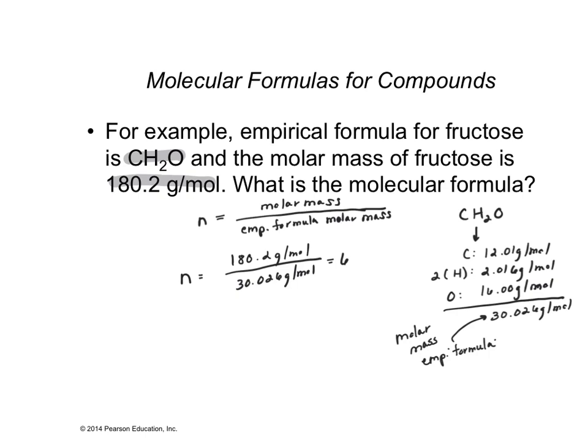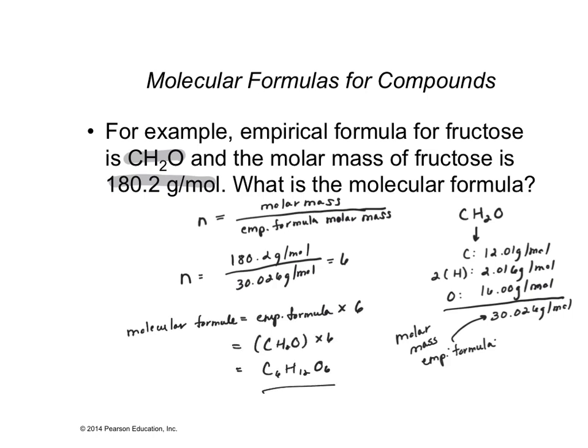So now, with this n, we know that the molecular formula is just equal to the empirical formula times this n. So we've got CH2O times 6. When we multiply this in, we get C6H12O6. So again, the purpose of this is, if we actually want the overall molecular formula for the compound, we know the empirical formula, we know the molar mass, and we'll be able to utilize all of that data to figure out what the molecular formula is.